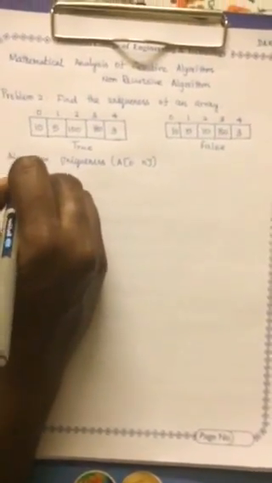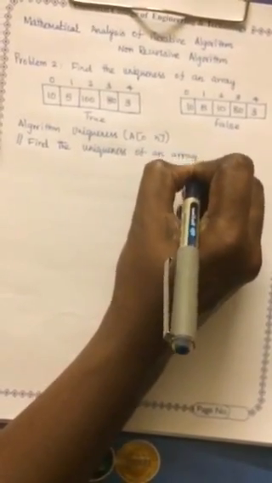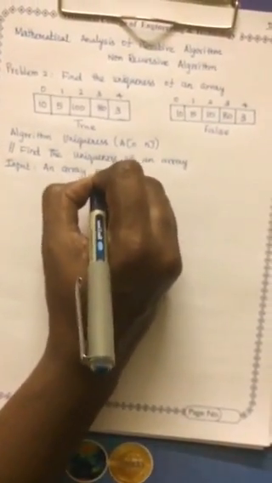So as I told you already, an algorithm always starts with the algorithm keyword, and uniqueness is going to be the function name, and the array is passed as A. And every algorithm has a description. Here we are going to find the uniqueness of an array, followed by input. Here we have to give the array for which we are trying to check the uniqueness as the input.